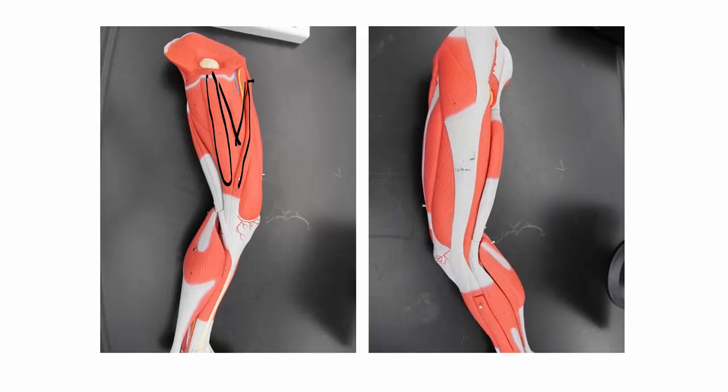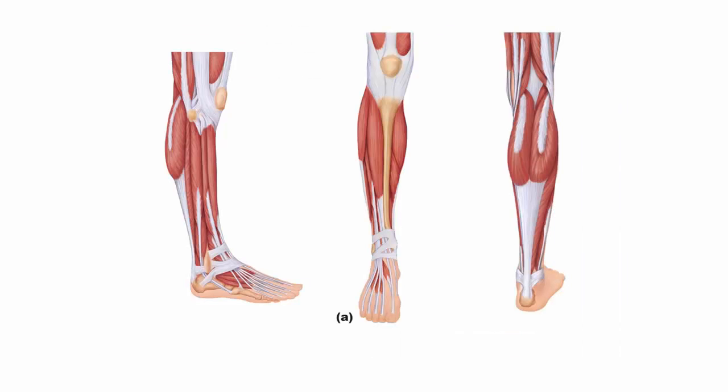All right. This will be your tensor fasciae latae here, so that means this is your vastus lateralis. This would be your fibularis longus. This would be your gastrocnemius. If this is the lateral side, this is the biceps femoris. All right, so I'm just kind of giving you some ideas so that you can go back and look at these models and identify them.